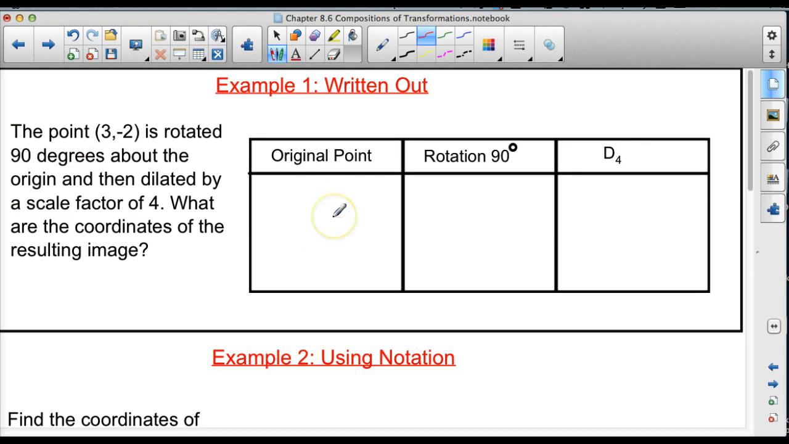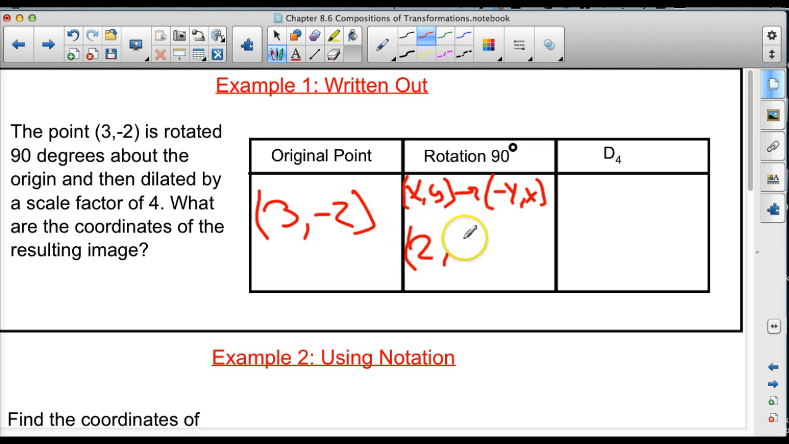In this first part, you're at the original point. Our original point here is (3, -2). Now we want to rotate this point by 90 degrees. If you remember, the rule for 90 degrees is (x, y) becomes (-y, x). So we take our y, change the sign and move it up front. So now it's 2, and our x just goes to the back, and that's 3. Now here's the key. For the dilation of 4, we do not go back to the original point. We keep going with our new point, all right?